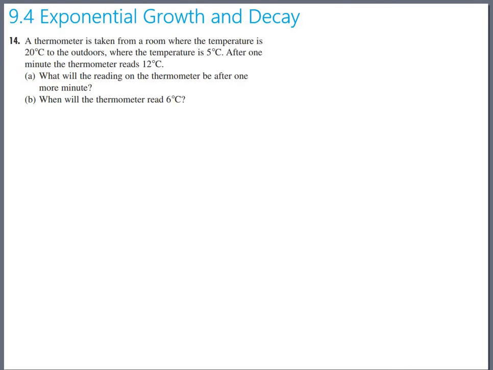We'll take a look at number 14. 14 is a thermometer that's taken out of a room that's at 20 degrees Celsius. And they take it outside to where the temperature is 5 degrees Celsius. And of course, the temperature on the thermometer starts dropping. So after 1 minute, the thermometer reads 12. And what will the reading be after one more minute, and when will it read 6?